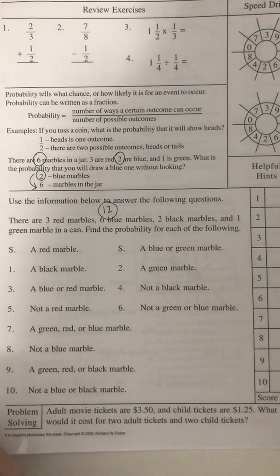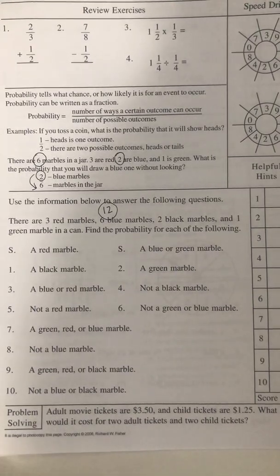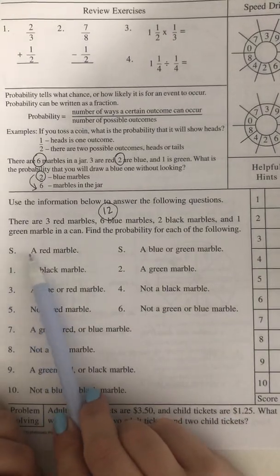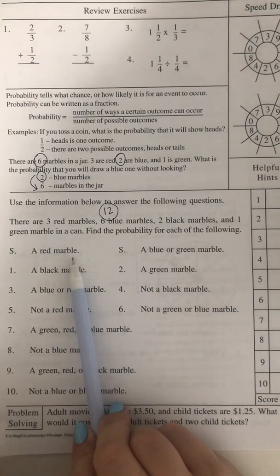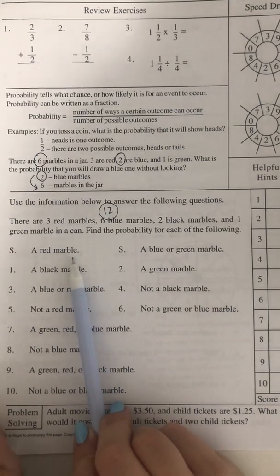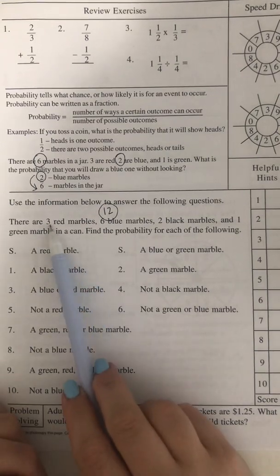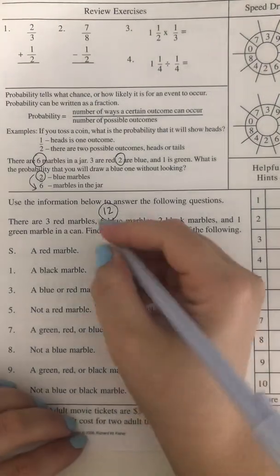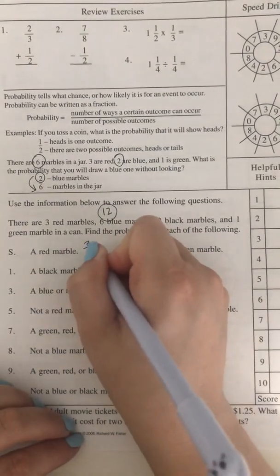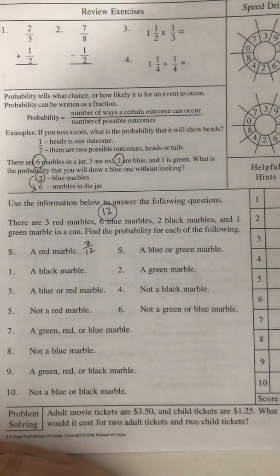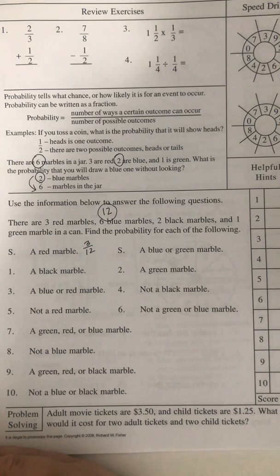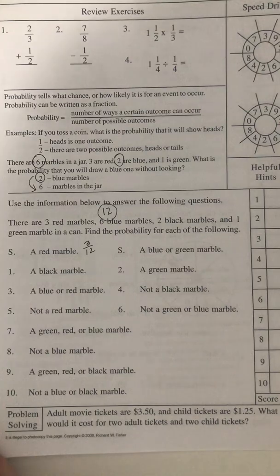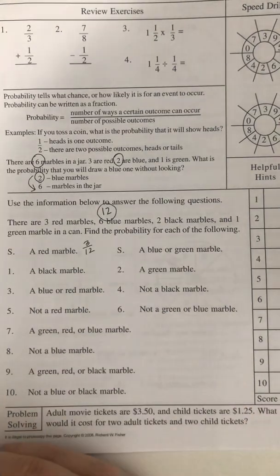So let's do the first 2 samples together. Okay, so it says a red marble. What are our chances that we would pull a red marble? Well, there are 3 red marbles out of the 12. So simply, we would have a 3 out of 12 chance to pull a red marble. And of course, later you could simplify that but we can get into that a little later. You don't have to simplify it. 3 out of 12 chance.